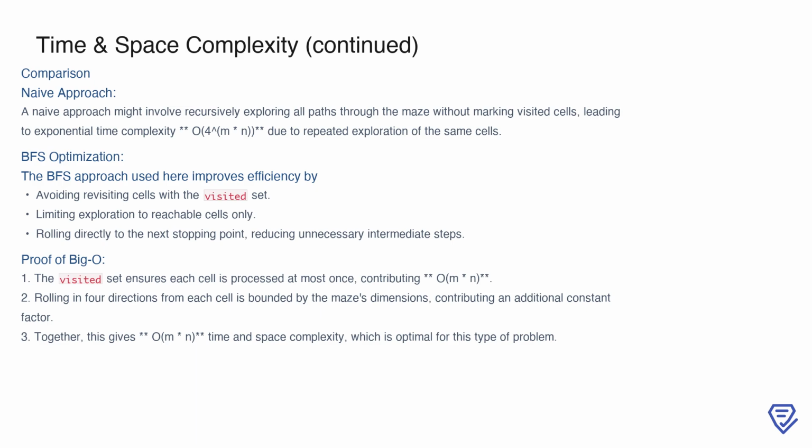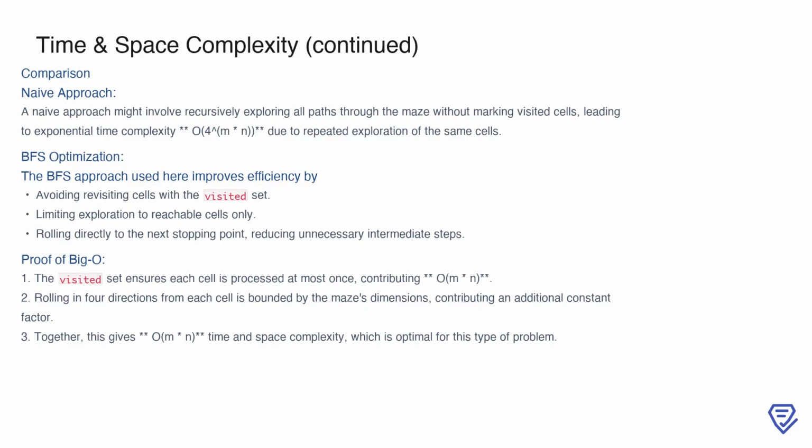By using the visited set, we ensure that each cell is processed at most once. Additionally, the algorithm limits exploration to reachable cells only and uses the can_roll function to roll directly to the next stopping point, skipping unnecessary intermediate steps. This drastically reduces redundant computations.